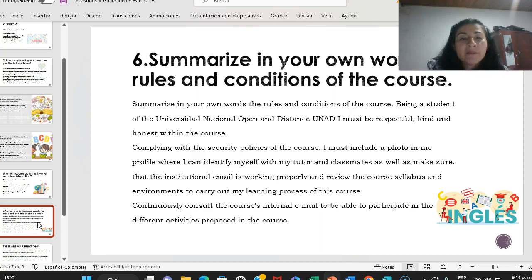I must include a photo in my profile where I can identify myself with my tutor and classmates, as well as make sure that the institutional email is working properly, and read the course syllabus and environment to carry out my learning process. I must continuously consult the institutional email to be able to participate in the different activities proposed in the course.